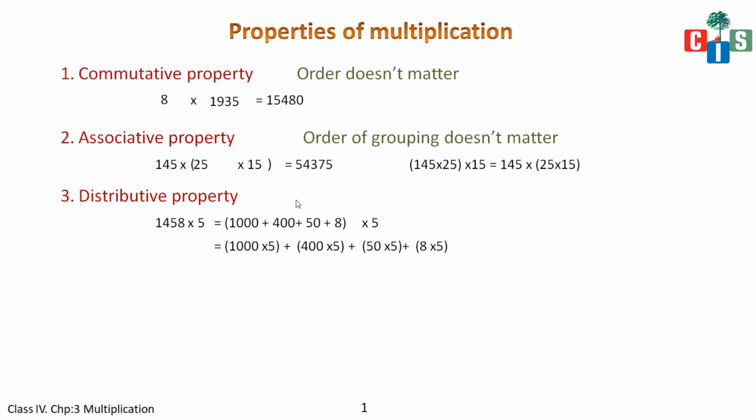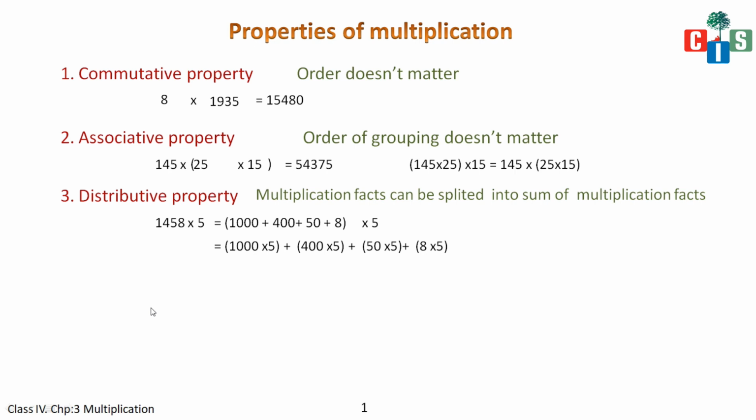So distributive property particularly means that multiplication facts, that is 1458, can be split into sum of multiplication facts. It's split up, no? This is distributive property.